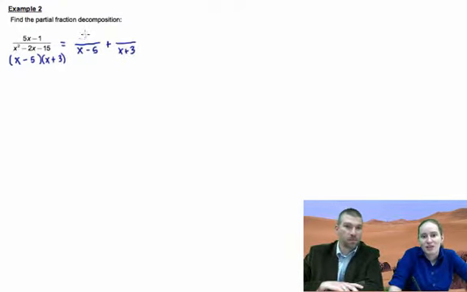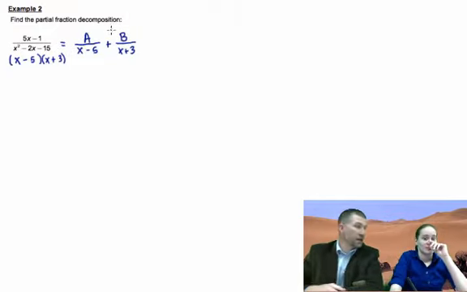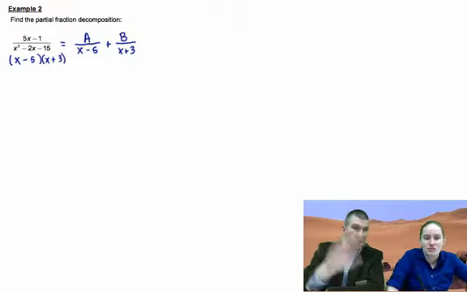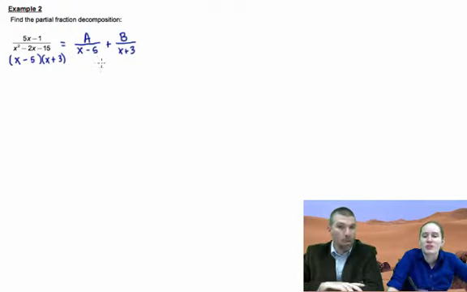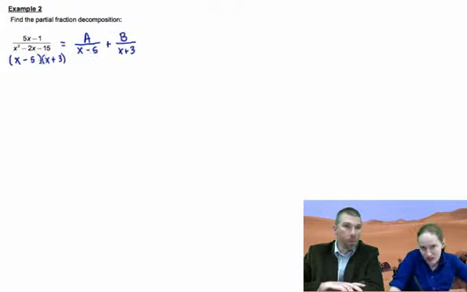And then on top, since they're both linear, we're going to put A and B. That's all there is to that setup. Now, each factor has its own fraction. Now, we're going to pretend like we're trying to get common denominators on this side. The way you get common denominators, this is x minus 5, and we're trying to get back to this denominator. So what is it missing?